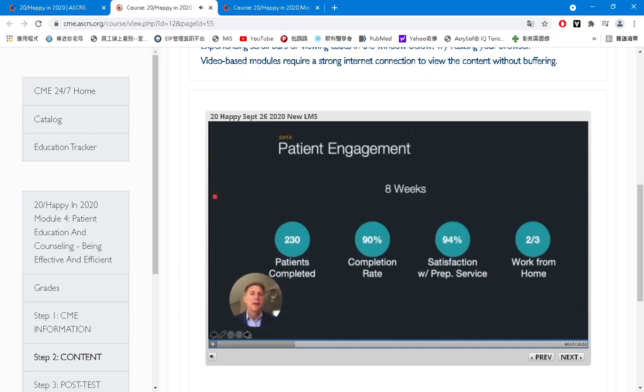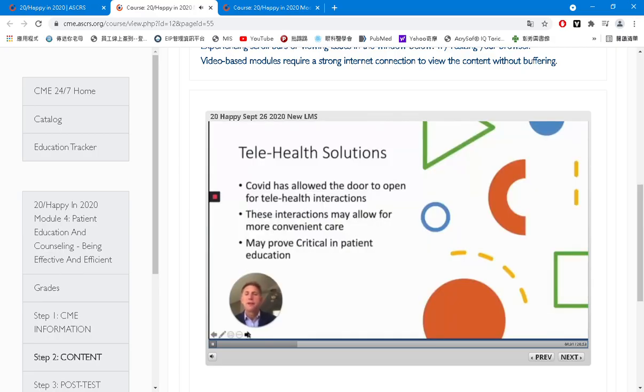Also, we can track the data to see how many patients are filling out the survey. Are they happy with filling that out? Do they feel like they're getting value throughout that process?